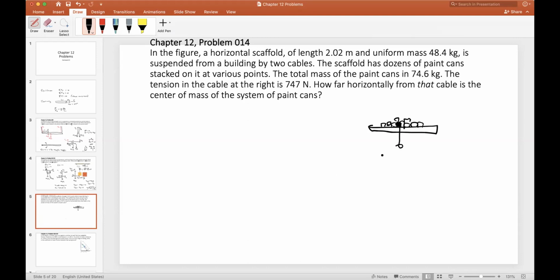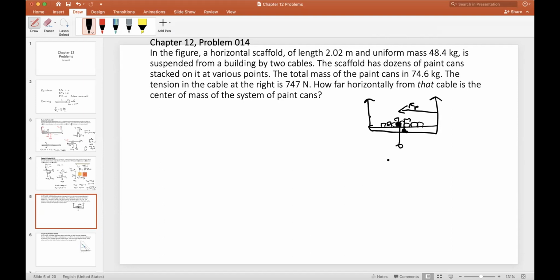And we're told that that's what we want to find. There's some distance from a horizontal cable. So we have a horizontal scaffold and it's suspended by 2 cables. And we're told in the picture that these 2 cables are at the ends. And we want to know how far from the cable on the right. So how far should R to the paint cans be? Don't forget, at the center of the scaffold, we have the weight acting.